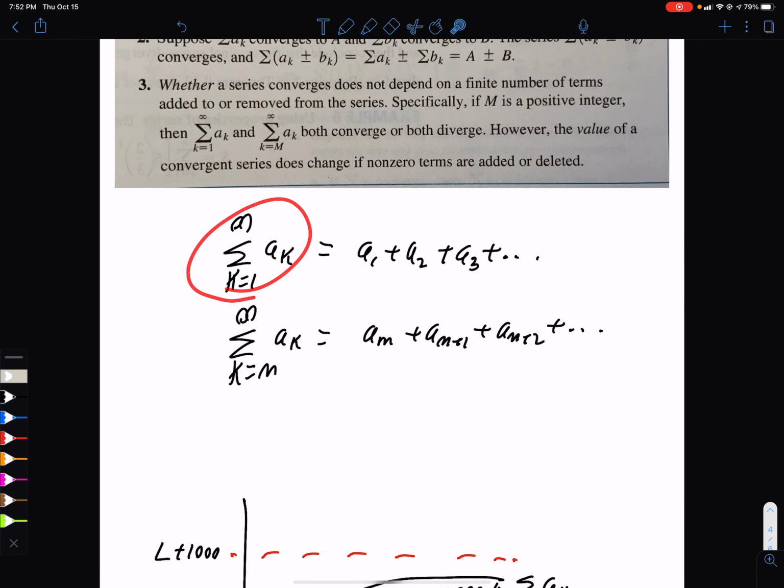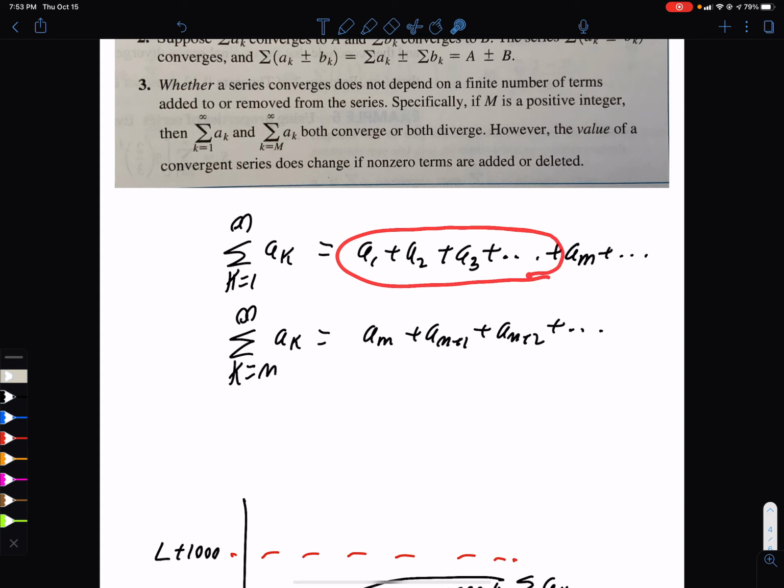So I have two of the same series. One starts at 1, one starts at m. So this one is going to be bigger because you have all these extra terms in front. Now at some point, you're going to get to that m. So what's the difference between these two? Well, this first one has all these extra terms in front. So it's just going to be bigger. It's just going to be shifted up. So you've got to understand, this is important. Adding or subtracting terms to a series does not change its divergence or convergence.